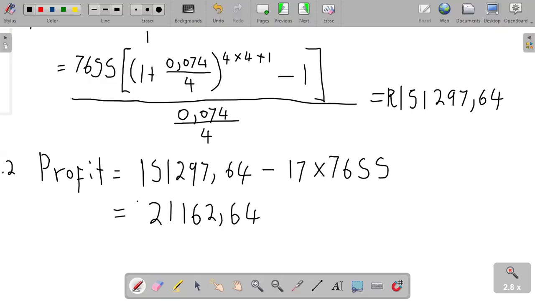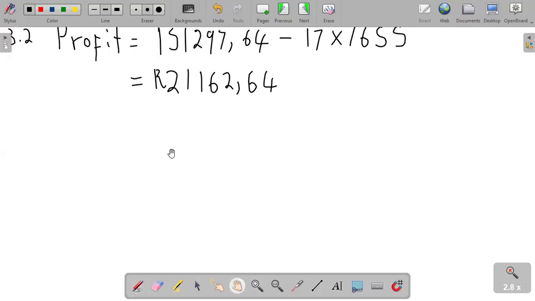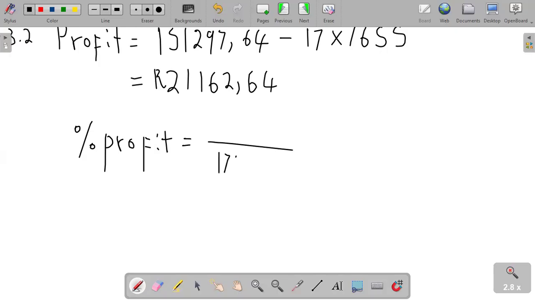0.64. Okay, and then if the percentage profit, then we're going to take the profit and then we divide, and then we have to multiply by 100 here. So then the percentage profit would be equal to, so we're going to divide by the 17 multiplied by 1655, and then we multiply by 100 in order to get the percentage. So 21,162.64. Okay.